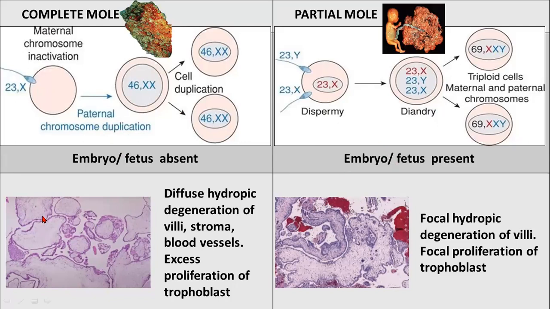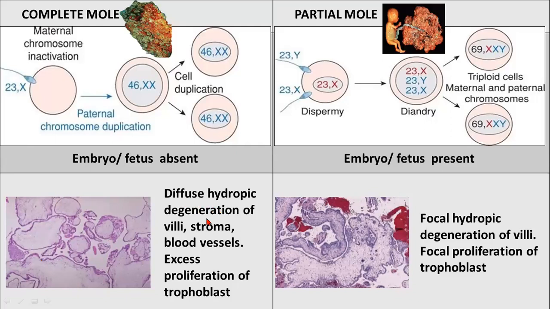The other difference is, see, this is the chorionic villi. See the finger-like projections present in the chorionic villi, and this is the hydropic degeneration present inside. And there is trophoblastic proliferation of both the cytotrophoblast and syncytiotrophoblast. This is a diffuse involvement, involving the complete chorionic villi.